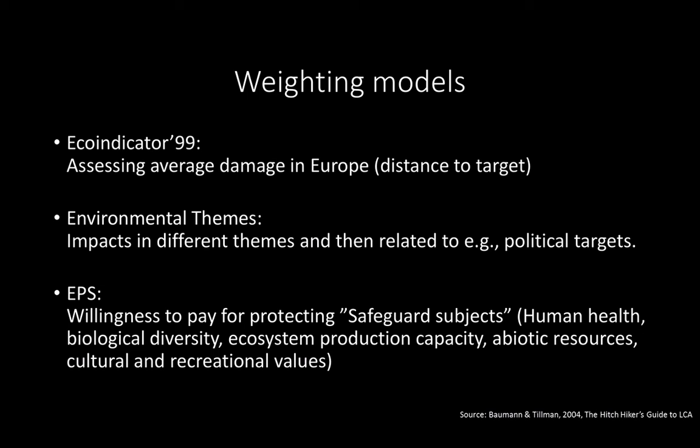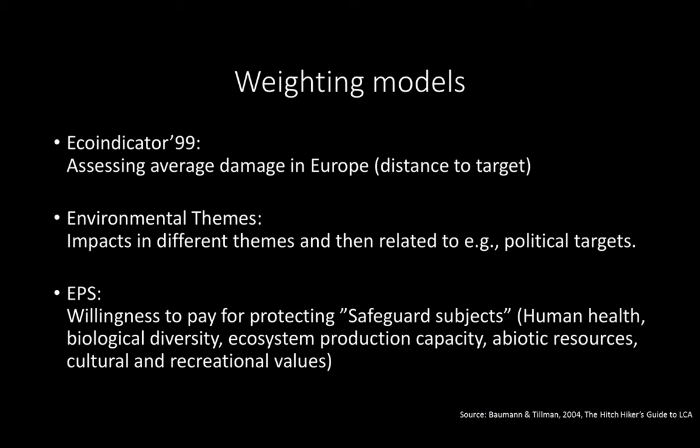The second one is environmental theme, and that is the impact in the different themes that we showed you, the acidification, the eutrophication, and global warming. And then it is related to, for example, political targets, that we accept some pollution. It mustn't be zero. It can be accepted with some pollution, and then it's related to the political targets.